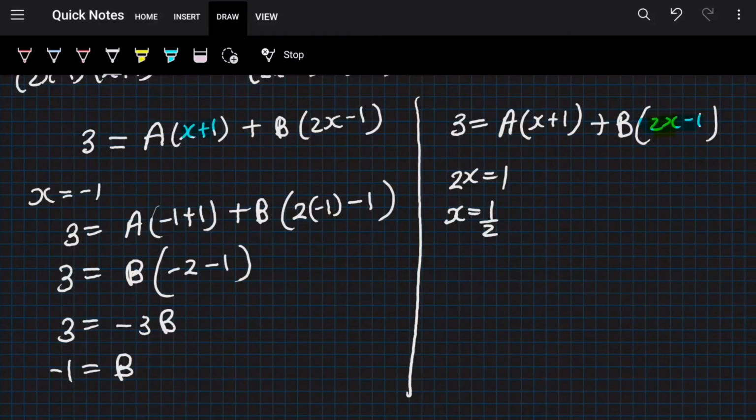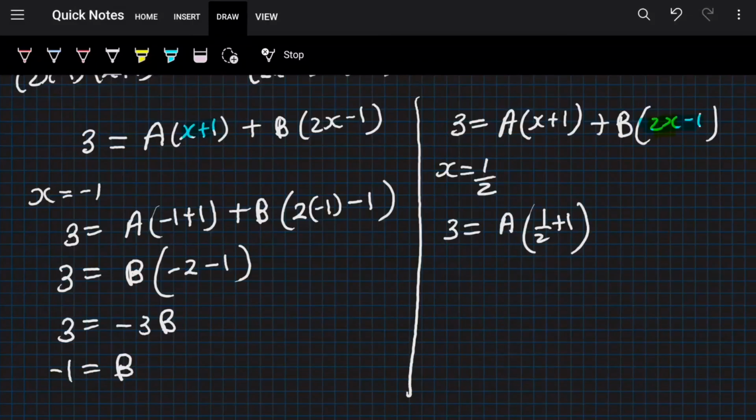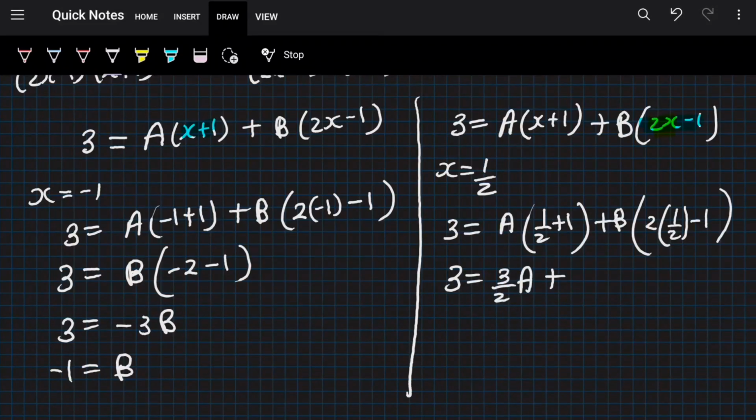So let's find A. With x equal half, we get 3 is equal to A(half plus 1) plus B(2 times half minus 1). So half plus 1 is 3 over 2 A, and the B term cancels out, because 1 minus 1 is 0, so we get 0 here. So now we multiply both sides by 2, we get 6 equals 3A. So we divide both sides by 3, we get 2 is equal to A. So now we have found A and B.